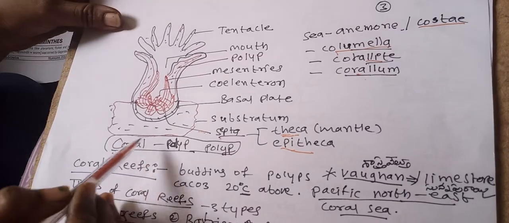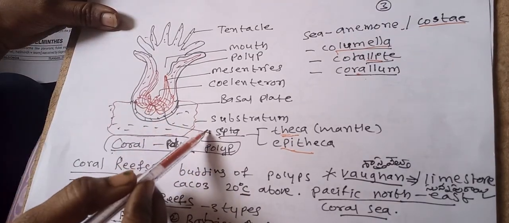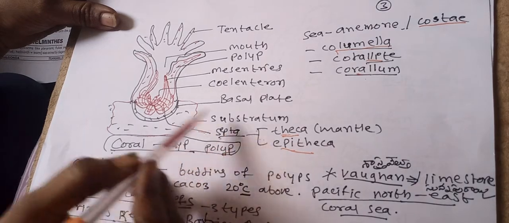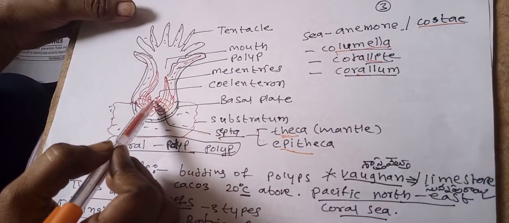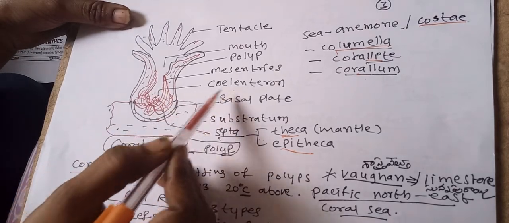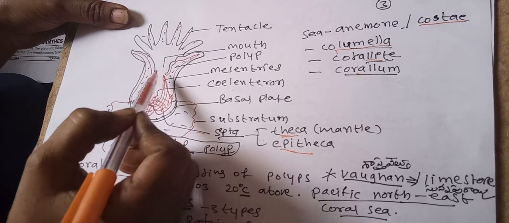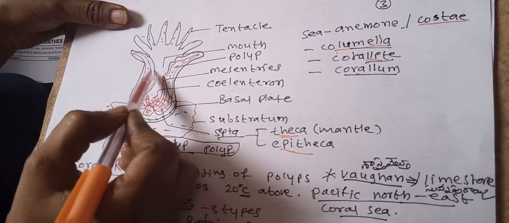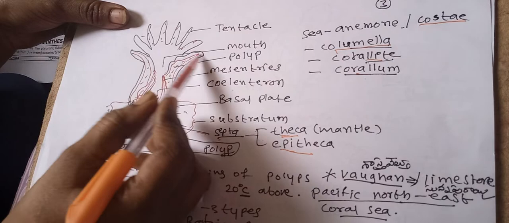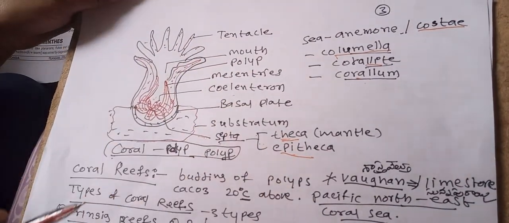One, I explain coral polyps. This is the substratum. This is the septa. The septa is the theca or epitheca, formed on the outer and inner side. This open cavity is the coelenteron, and this is the basal plate, and the mesentery. This is the polyp, and the mouth and the tentacles are very important in the coral polyp formation.